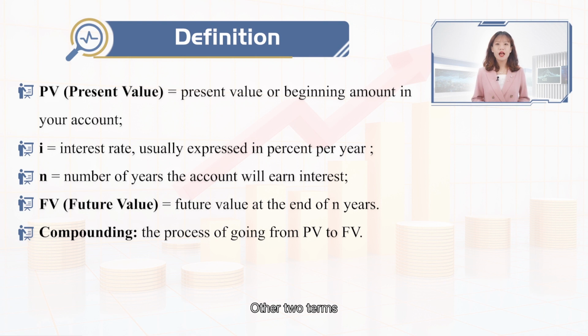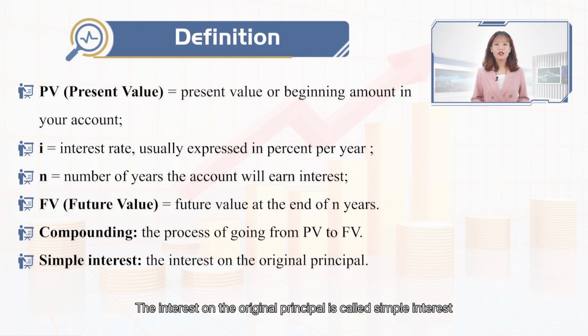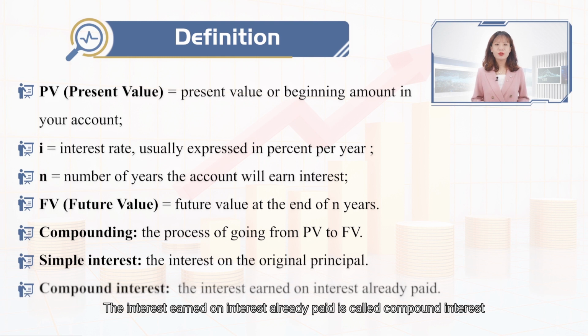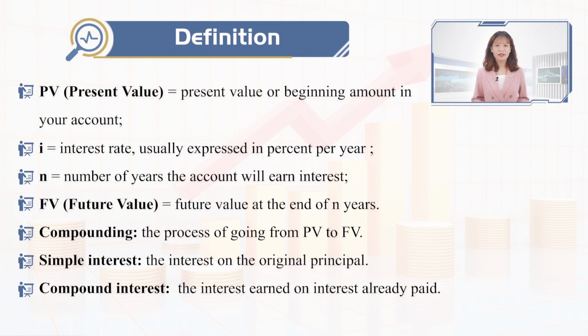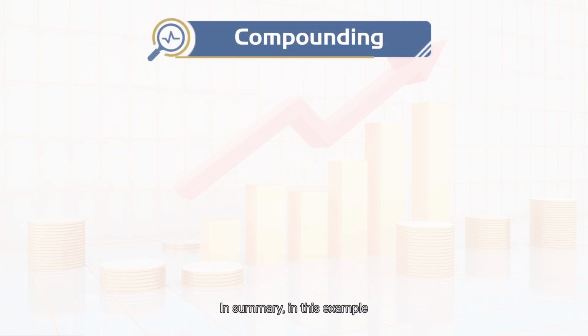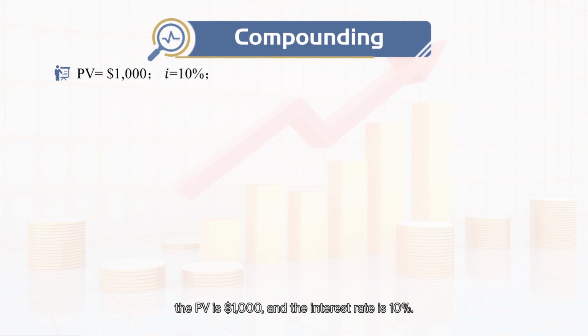Two other terms, simple interest and compound interest, are also referred to in the calculation of the future value. The interest on the original principal is called simple interest. Here, the original principal is $1,000. The interest earned on interest already paid is called compound interest. In summary, in this example, the PV is $1,000 and its interest rate is 10%.